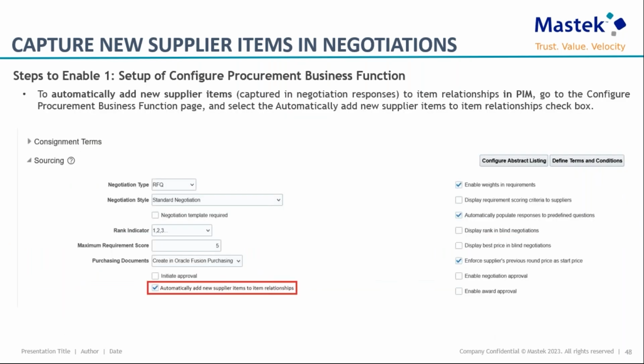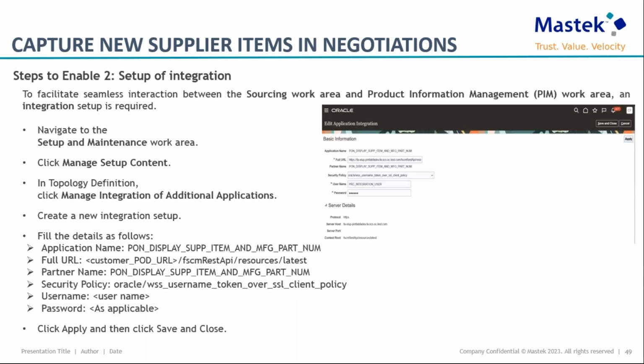To add the supplier item automatically, we first need to select the automatically add new supplier item to item relation option in the configure procurement business function. And this will help in copying the supplier item number that the supplier has provided in the negotiation response to the product information management. But after enabling this, we need to establish one integration between the sourcing work area and product information work area.